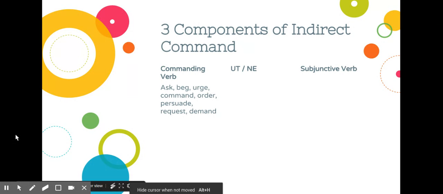So there are 3 mandatory components of a sentence to make it an indirect command. First, you have to have that commanding verb. Then you have to have ut or ne, and then you must have a subjunctive verb.